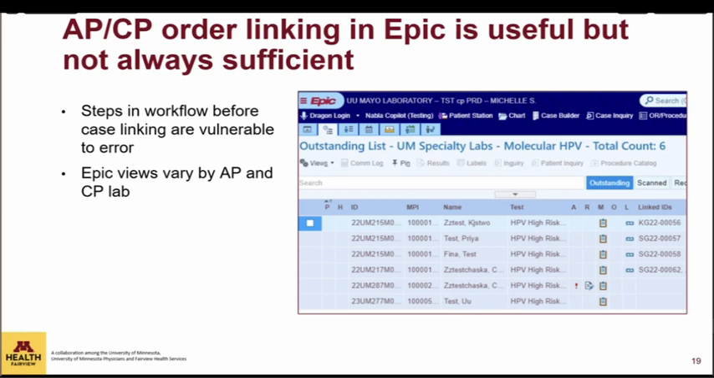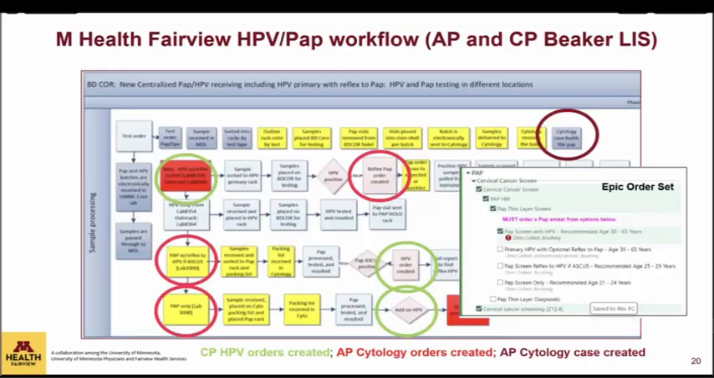So this can be helpful, but one of the challenges is the logistical workflows and specimen handling processes that happen in the lab. And if this linking is happening at a step later in the workflow rather than the beginning, all those steps beforehand are vulnerable to error. And then another challenge is that for access to different Epic views, each lab will usually only access either AP or CP Beaker. And so that can be a big challenge.